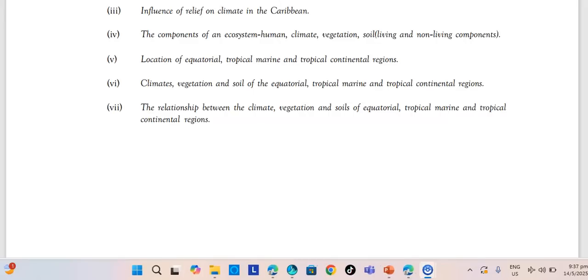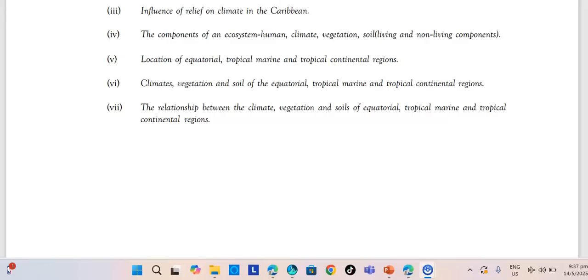All right, guys, so we are looking at climate, vegetation, and soil of the equatorial region, tropical marine region, and tropical continental regions. In the topic above, we did look at the location of these regions and the type of climate that we'll find here. All right, so let's look at the equatorial region. Let's look at the climate.